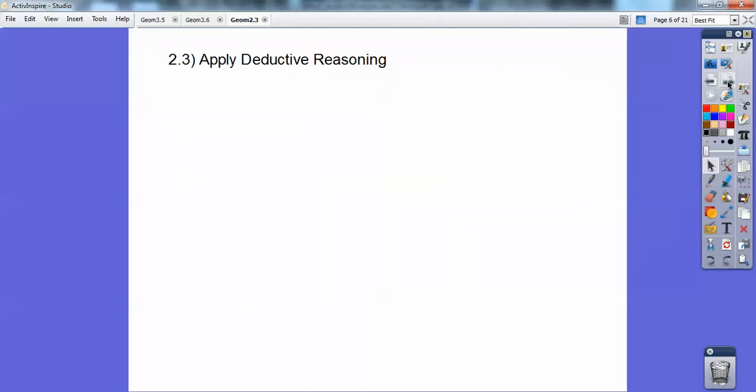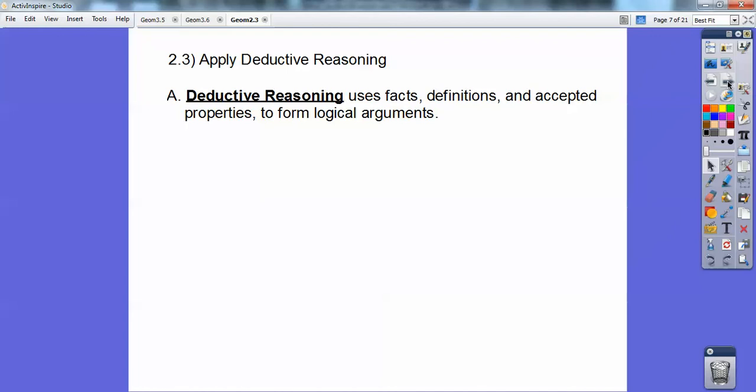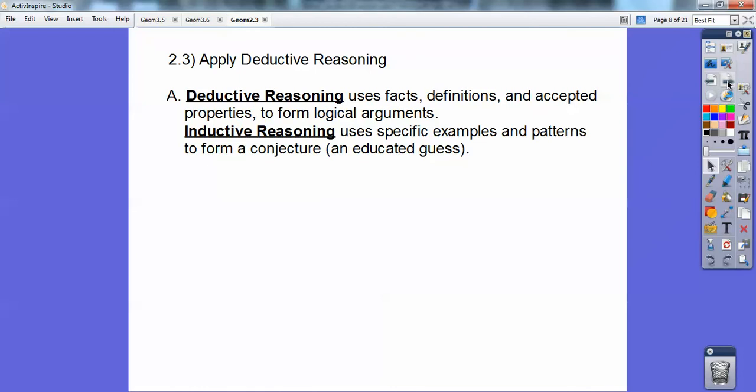Apply deductive reasoning. Deductive reasoning uses facts, definitions, and accepted properties to form a logical argument. Later, we're going to start dealing with proofs, and it's all about deductive reasoning. Inductive reasoning is what we just got done with. It makes educated guesses. It uses specific examples and patterns to form an educated guess, which is called a conjecture.